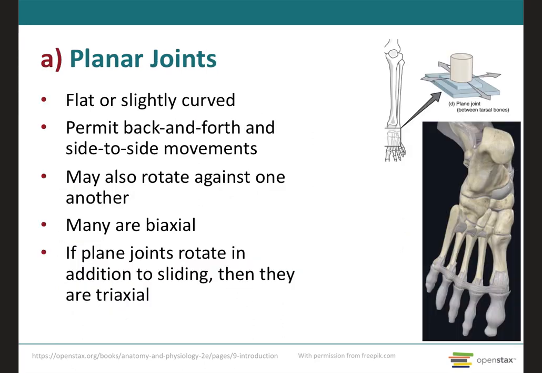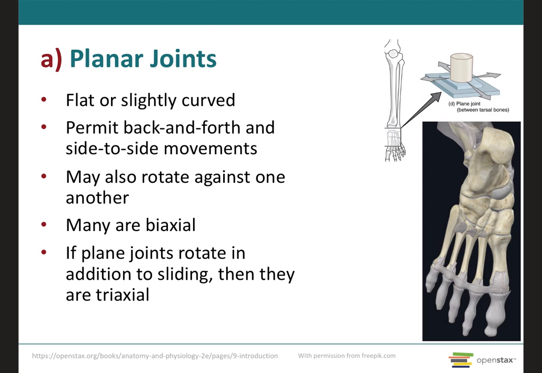The articulating surfaces of bones in a plane joint or planar joint, which can also be called a gliding joint, are going to be flat or slightly curved. And the plane joints primarily permit a back and forth or side-to-side movement between the flat surfaces of bones, but they may also rotate against one another.